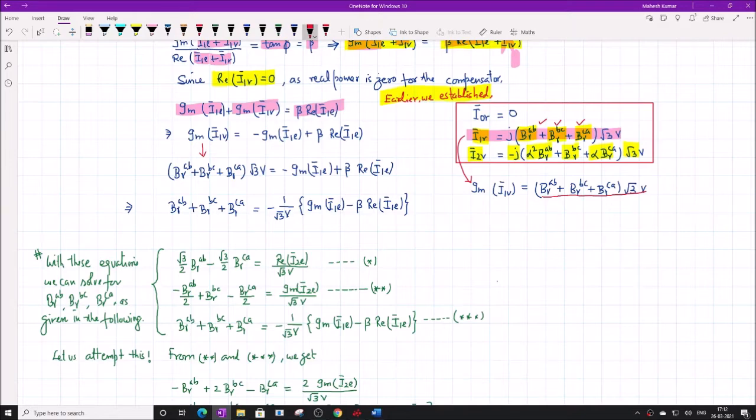This value is being replaced here. So imaginary of I1 gamma is therefore equal to B gamma AB plus B gamma BC plus B gamma CA into root 3B equal to minus of imaginary of I1L here plus beta into real of I1L. So again we bring this factor down here. So it becomes minus 1 by root 3b, imaginary of I1L minus beta, okay, real of I1L.